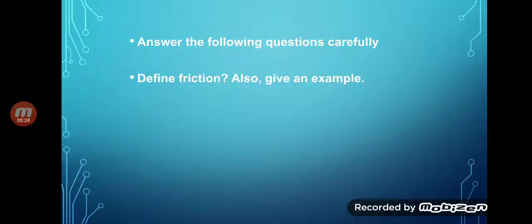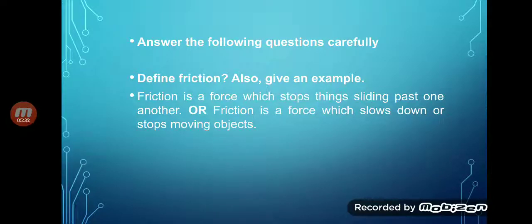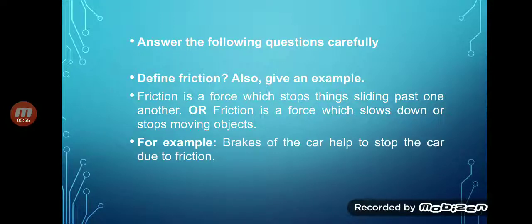Number 1, define friction and also give an example. What is friction? Friction is a force which stops things sliding past one another, or this is the easy one, that friction is a force which slows down or stops the moving objects. Okay, it is a force which slows down or stops the moving objects.